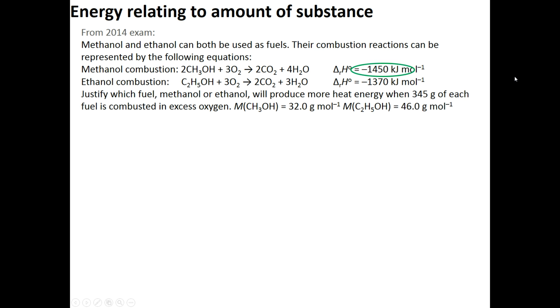Firstly, you're given a whole lot of values. So I've highlighted in green what applies to methanol. You get given the heat of reaction, you get given the molar mass, and you're also given a mass. And then I've highlighted in red what relates to ethanol. And you get given the molar mass as well as the mass. So as we know the mass and the molar mass, we can always work out the amount.